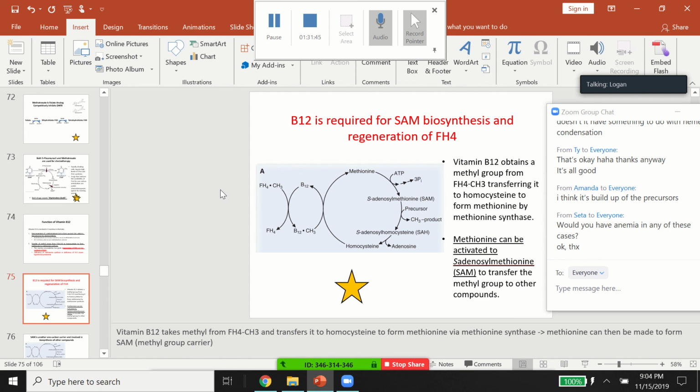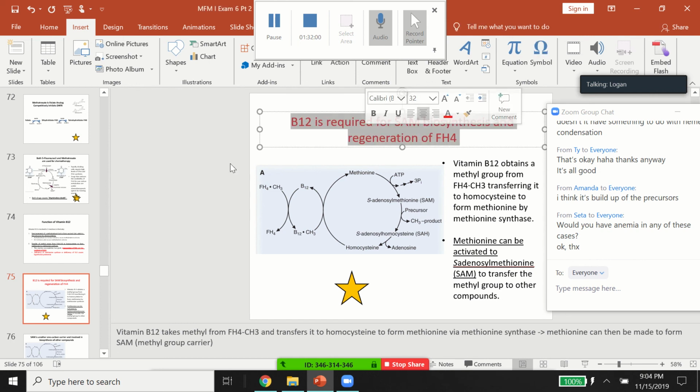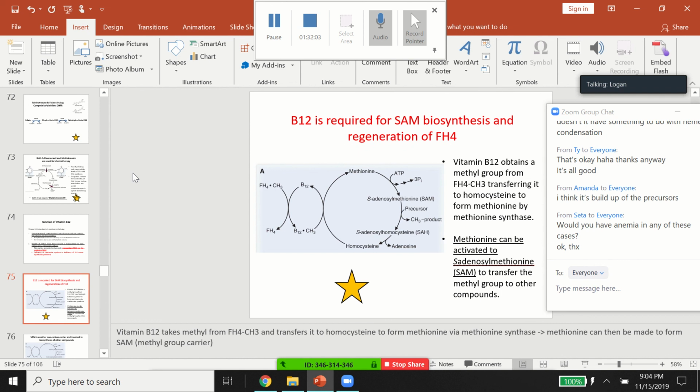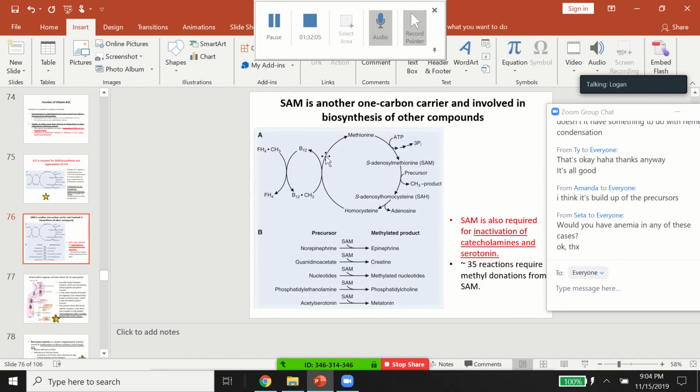B12 is required for SAM biosynthesis and regeneration of FH4, exactly what I just read a second ago. This breaks down how it's specific, so I decided to include a little star with that. The super important thing here is the main basic principle alongside it. SAM is also required for inactivation of catecholamines and serotonin. I wasn't entirely sure if that was super important to know, but since it tells you what other things SAM does, I figured it might be important, so I put it in red for you guys, but I didn't put a star.